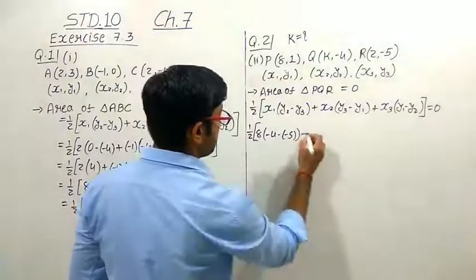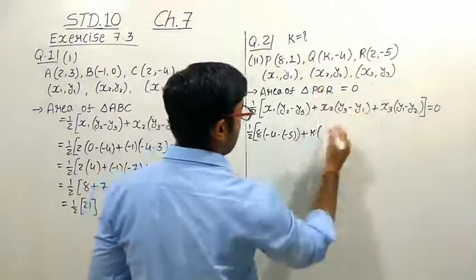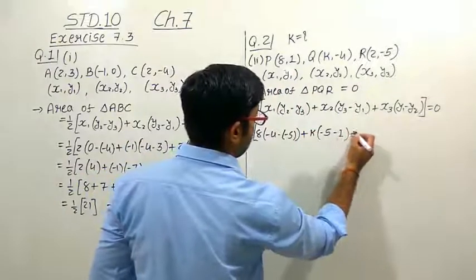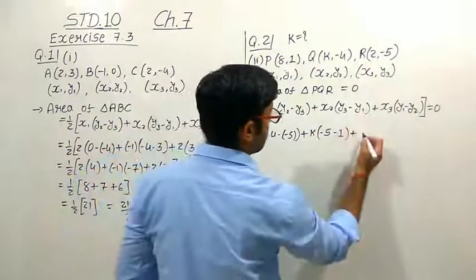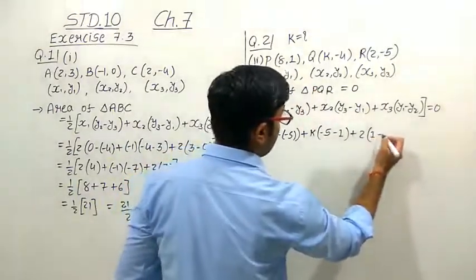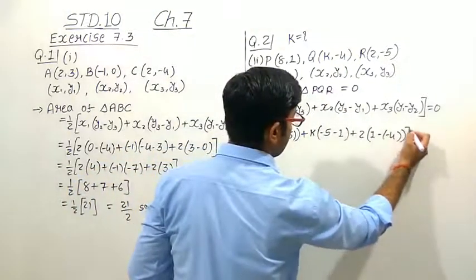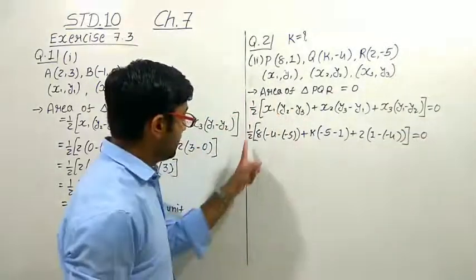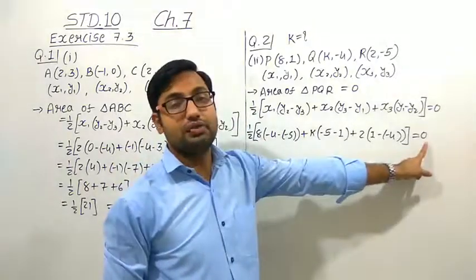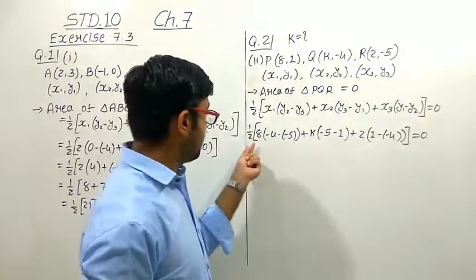This bracket is over. Plus x2 is k, y3 is minus 5 minus y1 which is 1, plus x3 which is 2, y1 is 1 minus y2 which is minus 4. This bracket is over. Total is equal to 0. Now see, this 1/2 is in multiplication. So when we take this 2 to the right hand side, it will multiply with 0, so it will become 0. So now we don't need to write 1/2.